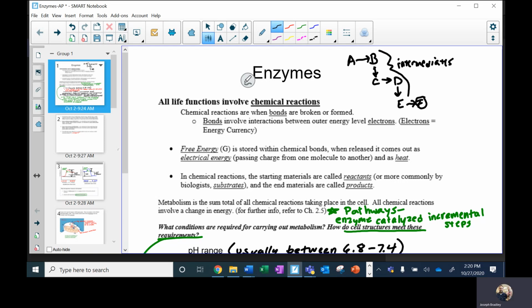All these intermediates are small incremental chemical reactions that don't take as much energy to take place. So you might only change A incrementally, and then B incrementally, and then C incrementally, et cetera, until you actually get to the point where the product that you want is formed. Breaking a chemical reaction into incremental steps, we call those steps pathways.